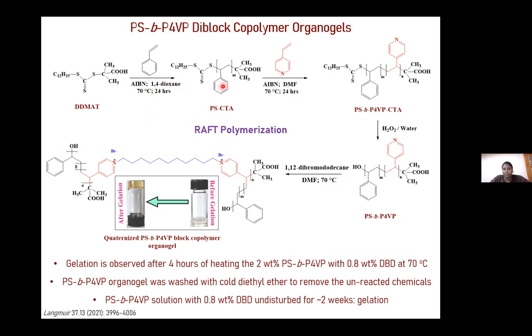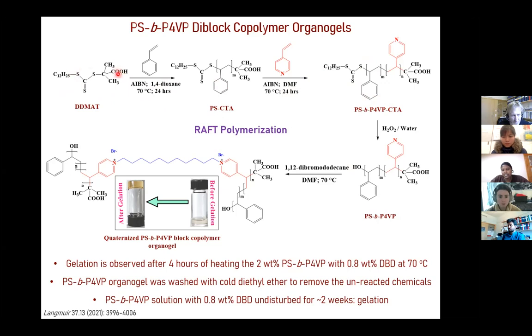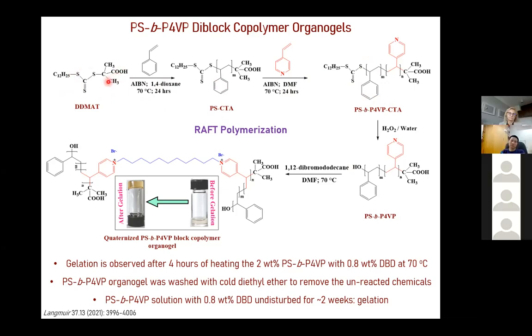So we use all these chemicals and end up with this polymerization. And then we remove this. Here, whatever you see, DDMAT, it is the chain transfer agent. First it attaches to the styrene. And then we heat it at 70 degrees in AIBN and DMF, and then add vinylpyridine. After 24 hours, we get this block copolymer along with this chain transfer agent. And then this chain transfer agent is removed by treating it with peroxide. So this is the diblock copolymer.